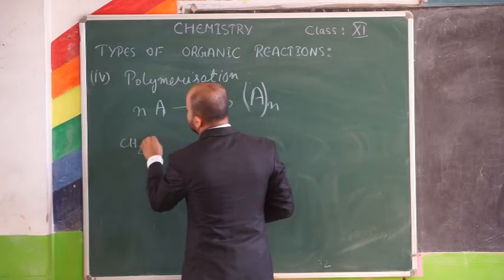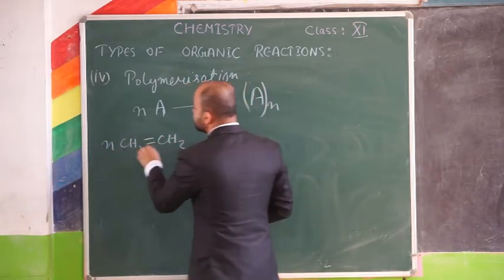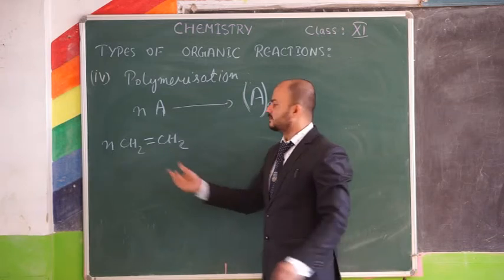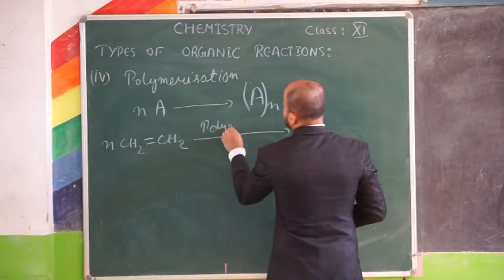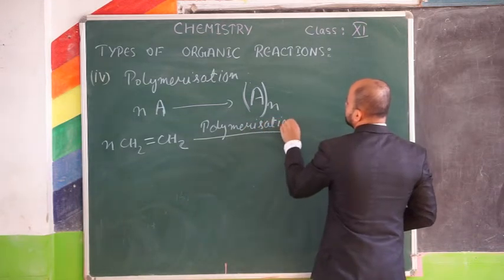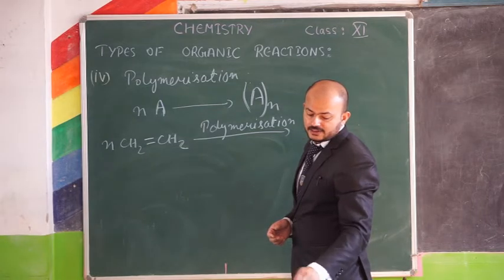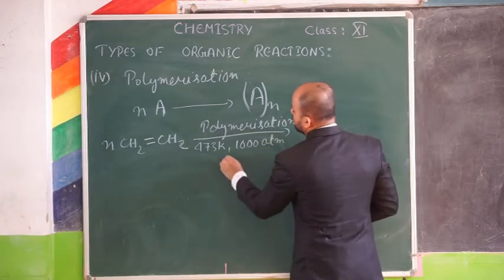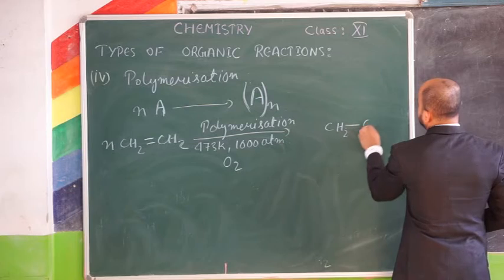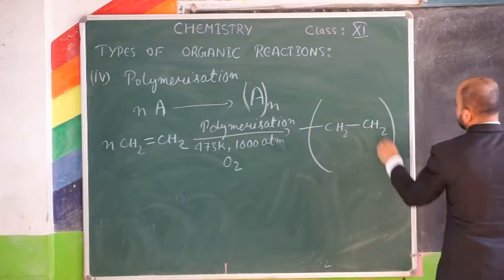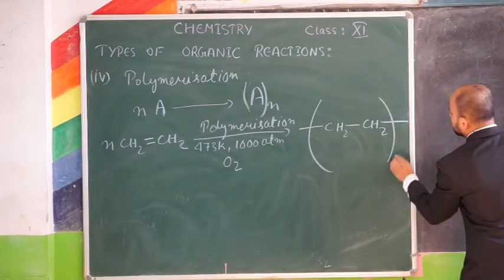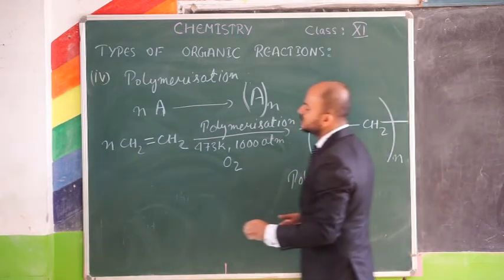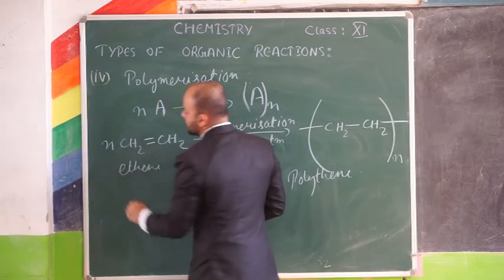So for example, polythene. Okay, so polythene is obtained from ethene. This is your ethene. Now whenever n number of this ethene molecule, n means more than 1000, it could be so many thousands, undergoes polymerization, and for this polymerization to take place, you need a suitable condition, that is 473 Kelvin, 1000 atmosphere, and in presence of oxygen, what will happen? This CH2 molecule will be bonded among themselves to give you a very long polymeric chain, and this is known as what? Polythene. Okay, and this is the ethene. So such reactions are known as what?